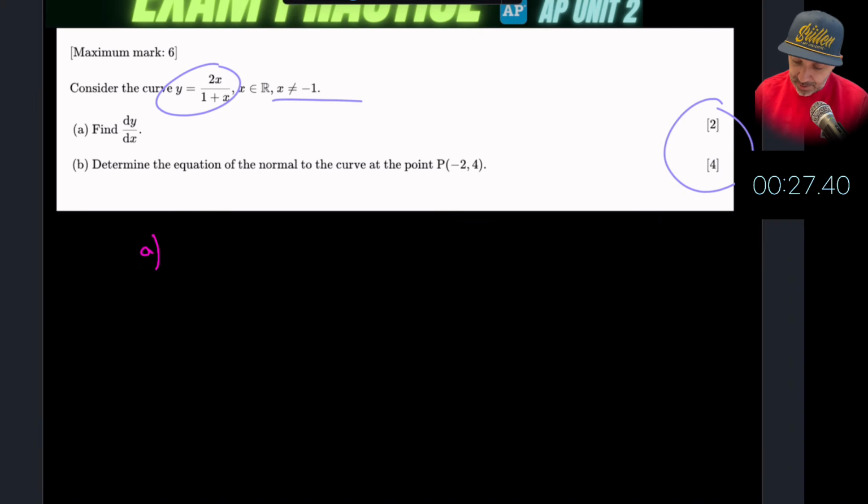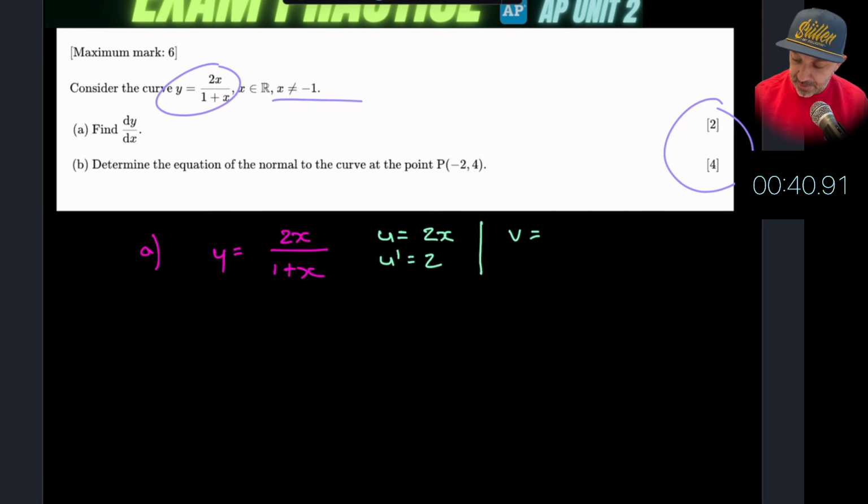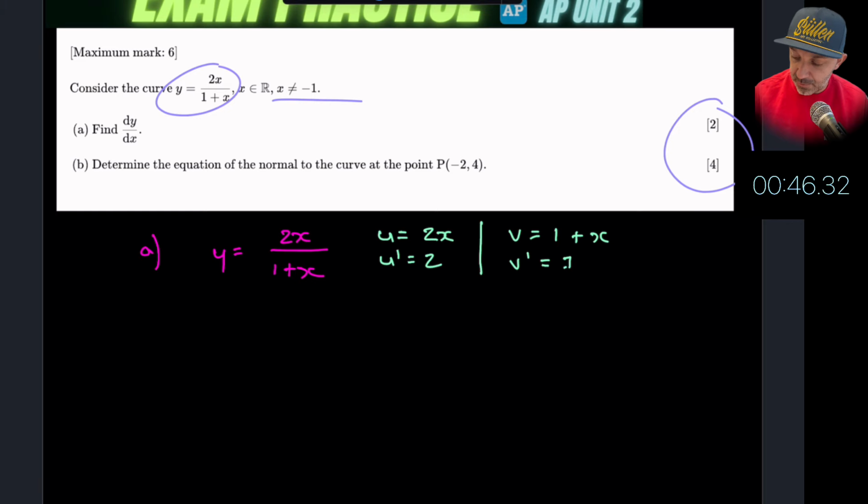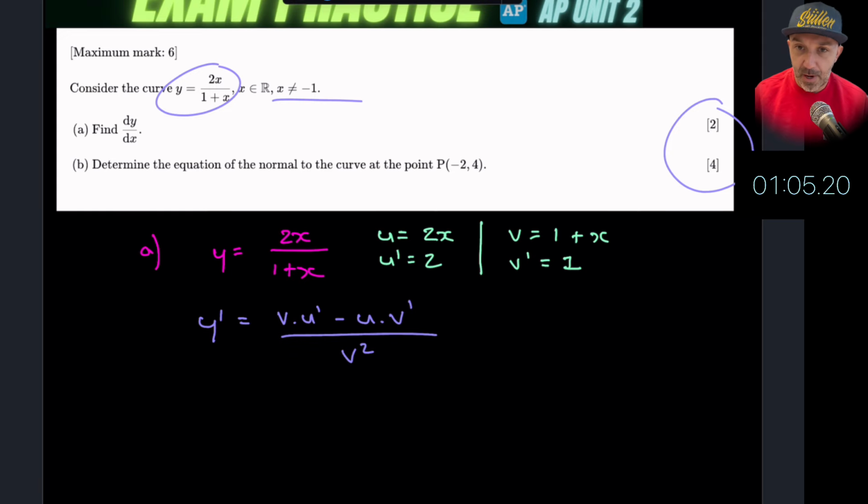So, part A. If y is equal to 2x over 1 plus x, I notice straight away that it is a quotient rule question. So therefore, u would be equal to 2x. du by dx is equal to 2. v is equal to 1 plus x. Therefore, v prime, dv by dx, would just be equal to 1. Okay, so therefore then, if we are going to differentiate y with respect to x, I'm going to put y prime. Therefore, we have quotient rule formula, which is v du minus u dv all over v squared.